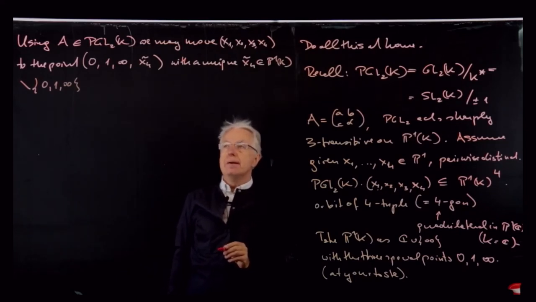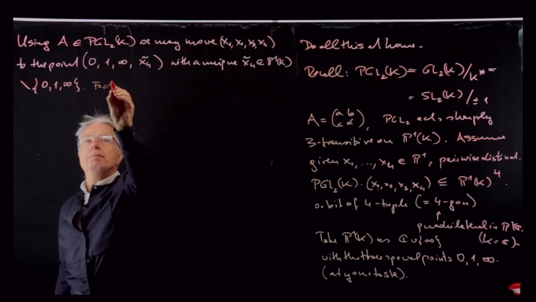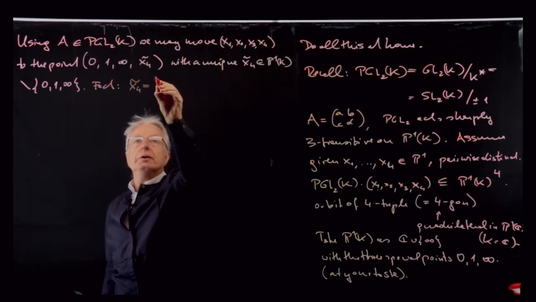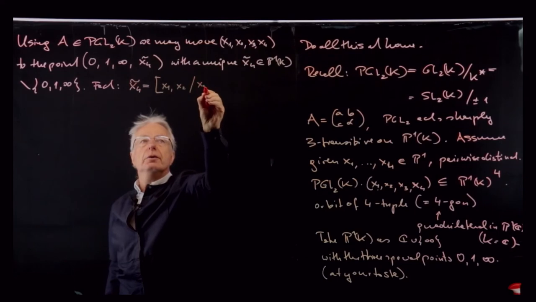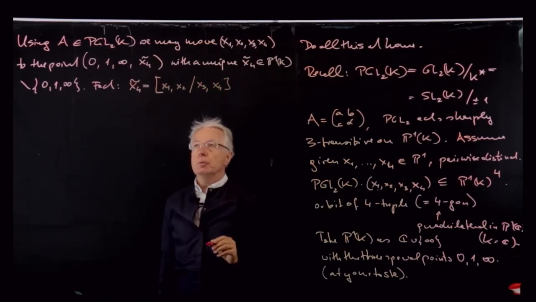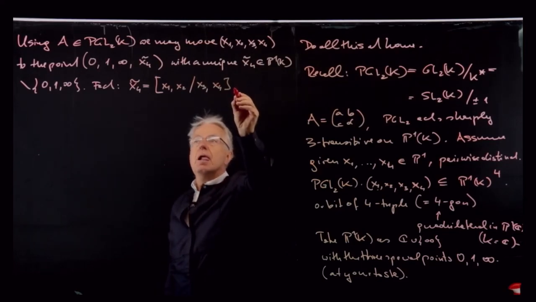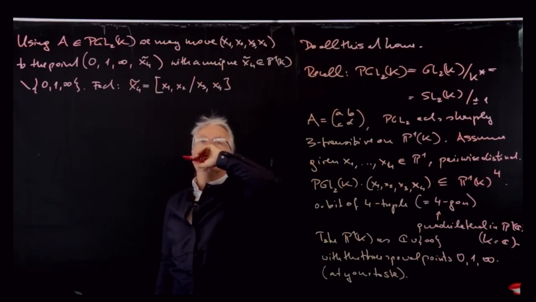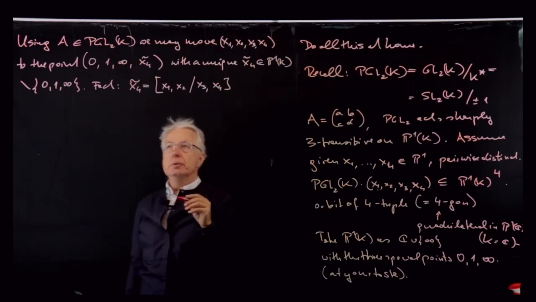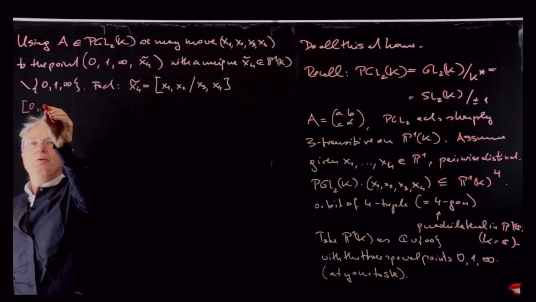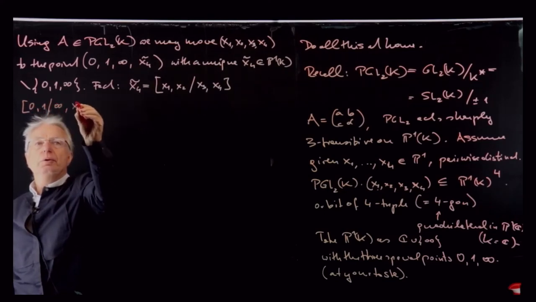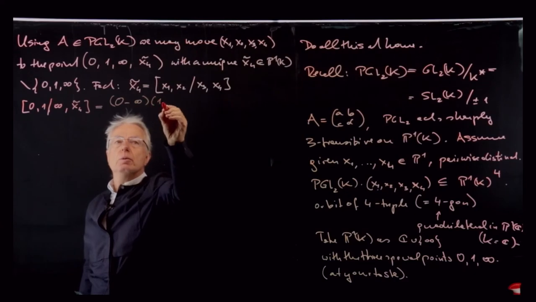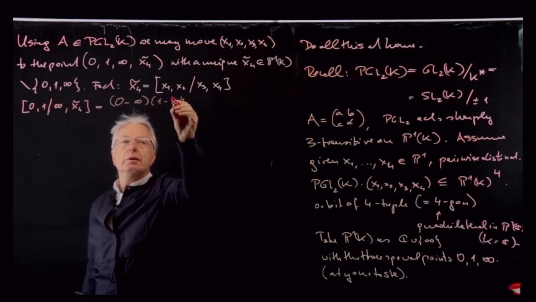Okay. Now, fact, this x4 tilde is nothing else than the cross ratio of x1, x2, x3, x4. Maybe up to permutation, so let's check it. Let me compute 0, 1, infinity, x4 tilde. So this would be 0 minus infinity, 1 minus x4 tilde.